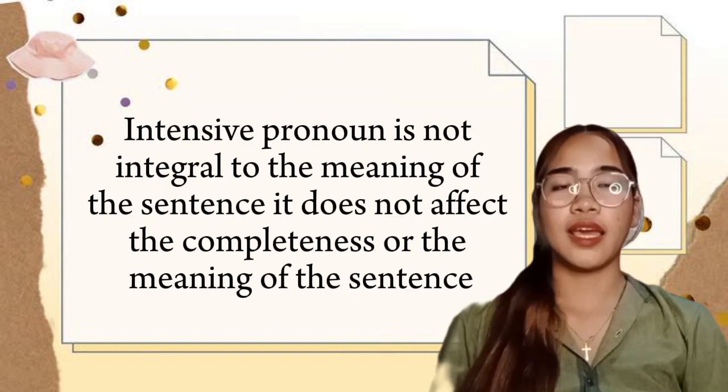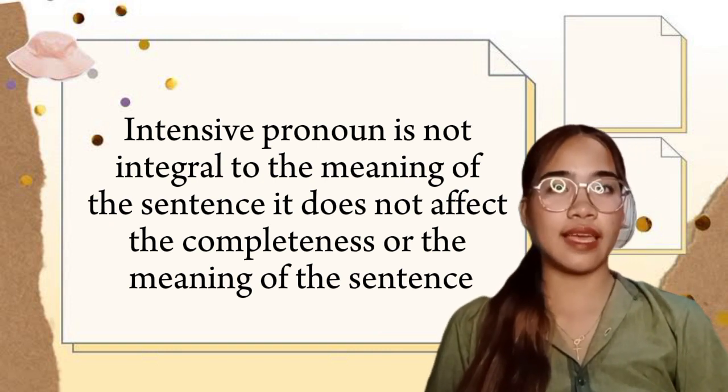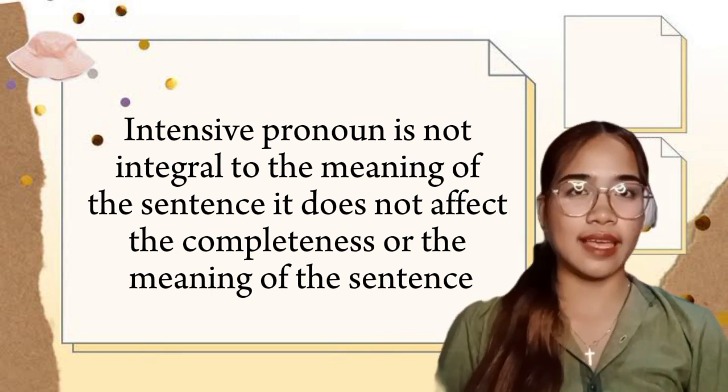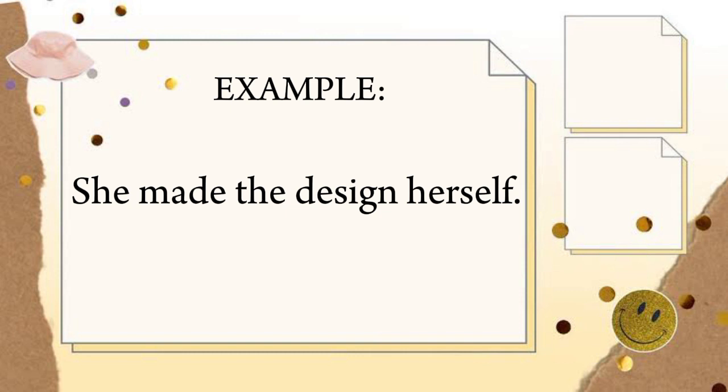Okay? An intensive pronoun is not integral to the meaning of the sentence. It does not affect the completeness or the meaning of the sentence. For example, she made the design herself. If you remove herself in the sentence, it is now: she made the design. As you can see, the sentence still makes sense. It is still complete because, again, an intensive pronoun is only used for emphasis.